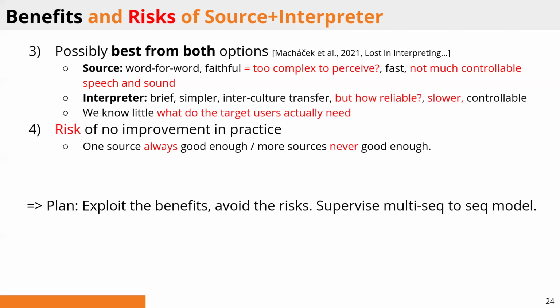But the risk in the red is that we know little about what the target users actually need. And it may happen that in one audience, in one set of users, various people have various preferences or needs. The next risk of this research is that there may be no improvement in practice. It may happen that one source may be always good enough, so the multi-sourcing would not help, or that more sources will never be good enough, especially when the recognition quality is too low.